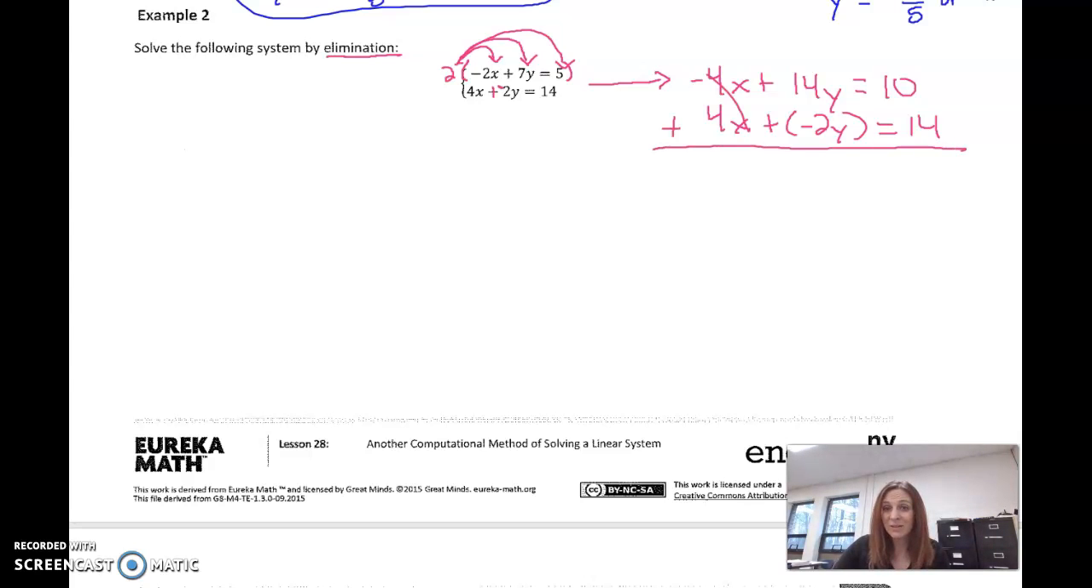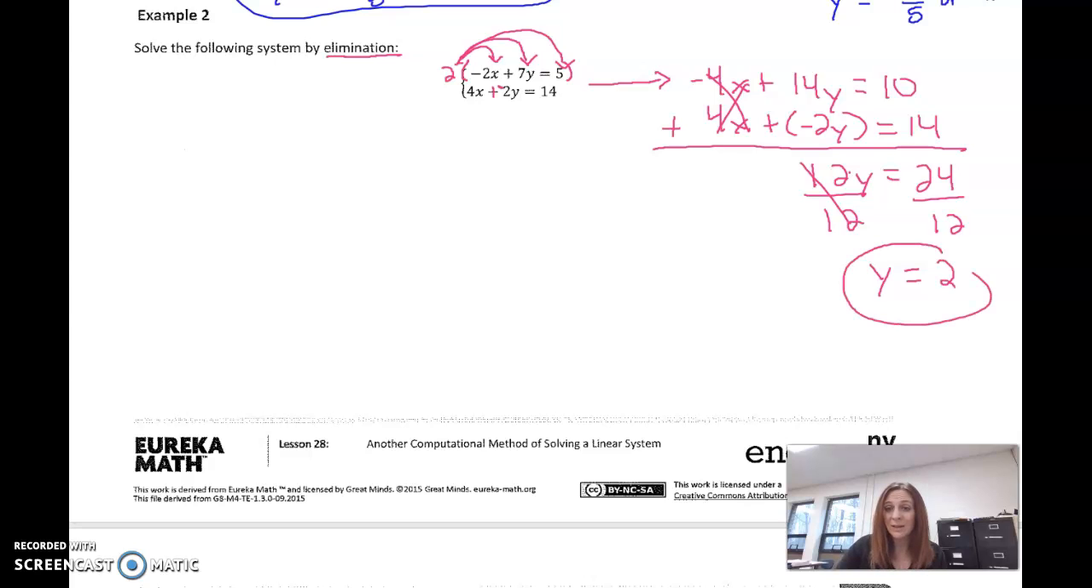Notice that these two give me 0. Yay. Eliminated. 14y's plus a negative 2y's is going to be 12y's. 10 plus 14 is 24. This is 12 times y. I undo that by dividing by 12. Whatever I do to one side, I do to the other. And I'm left with y equals 2.